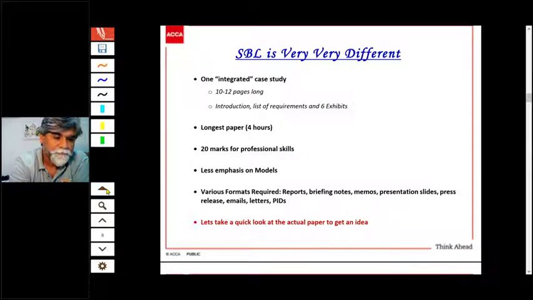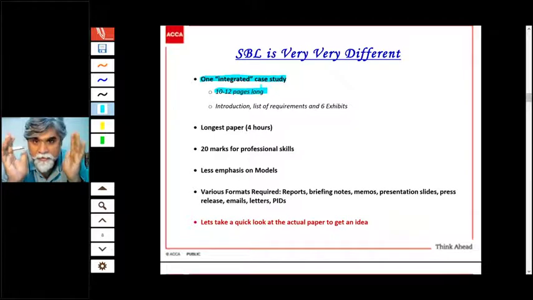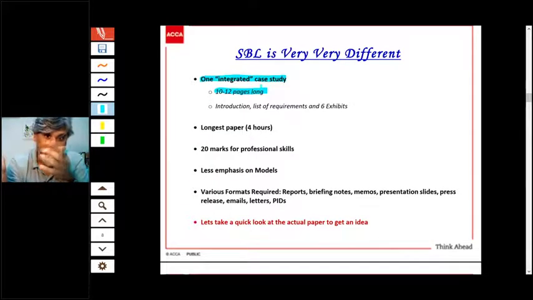Number 1, it is one integrated case study of 12 pages long. So one big fat case study of 12 pages. That's huge. That's a lot of things to read, a lot of things to remember, and then a lot of things to consider while drafting your answer.